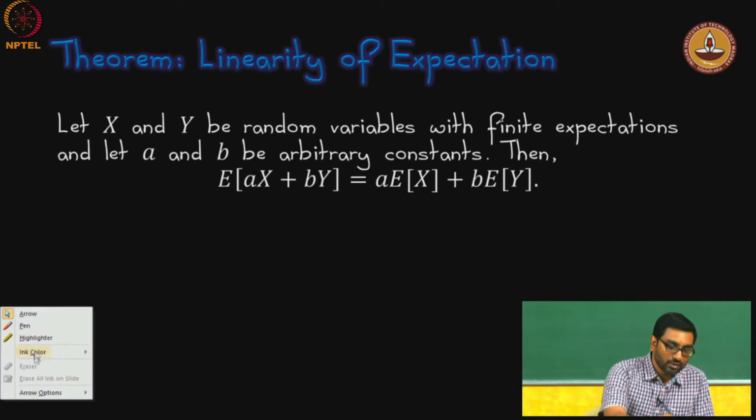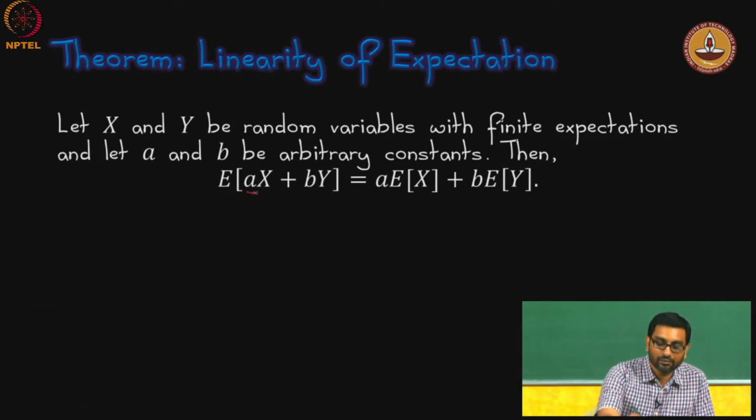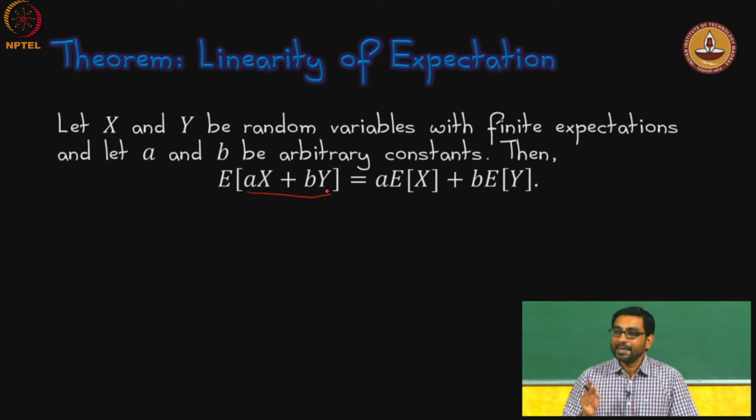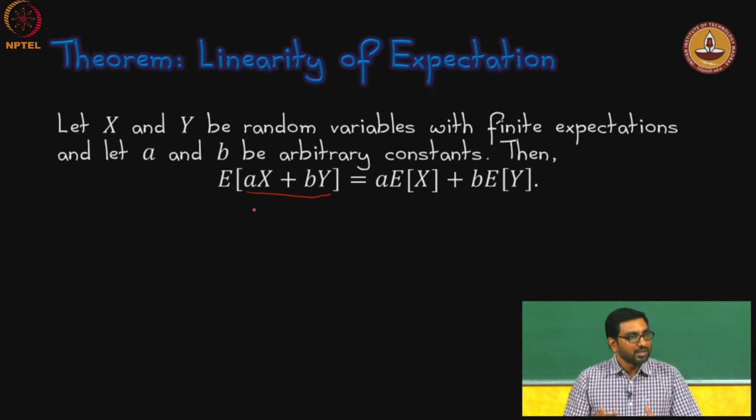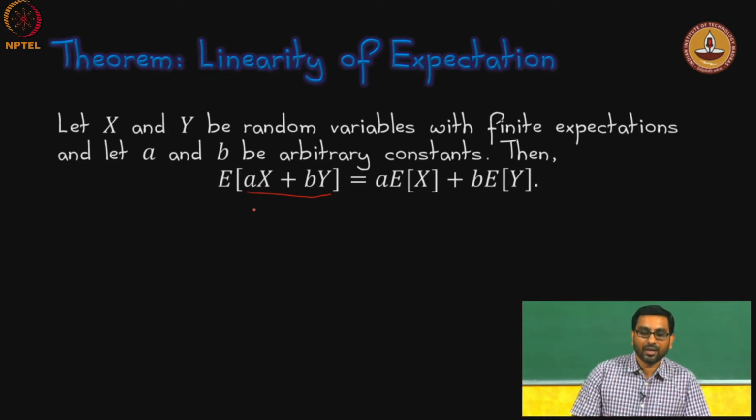Now, when you think about it, this aX plus bY is itself a random variable. You can take two random variables and you can add them, you can apply some functions on them, and the outcome will again be a random variable. Why? Because it is just a composition of functions. Remember, X itself is a function, Y itself is a function, you compose them and you get this new function on the sample space, and therefore, it is a random variable.